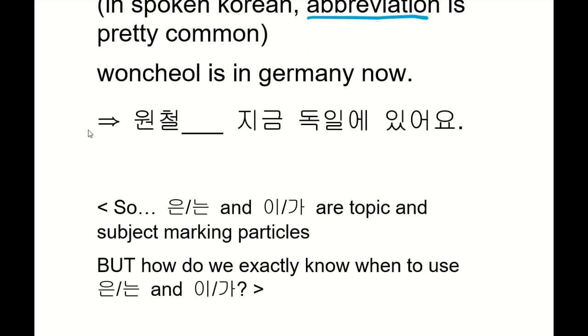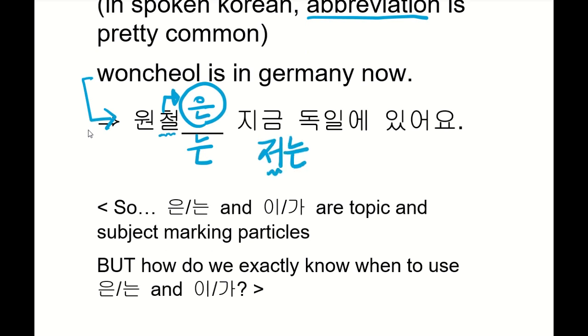원철 is in Germany now. 원철, is it 은 or 는? Yes, it's 은, right? Because my name, 원철 here, ends with a consonant, not a vowel. Once again, when it ends with a vowel, then it's 는. When it ends with a consonant, it's 은. Okay. 원철은 지금 독일에 있어요. 원철 is in Germany now.